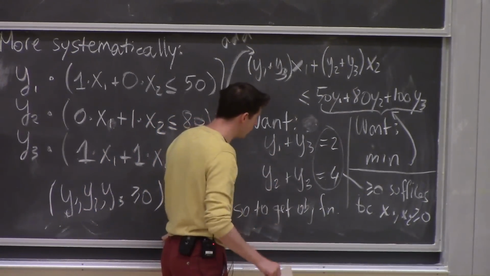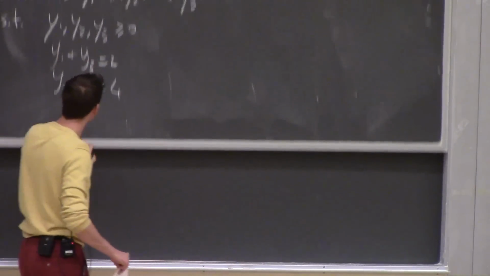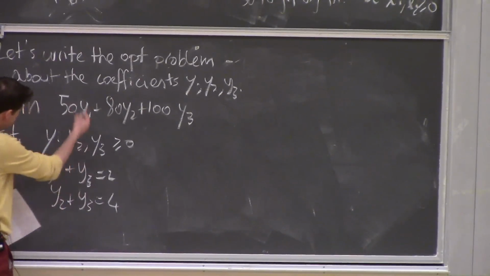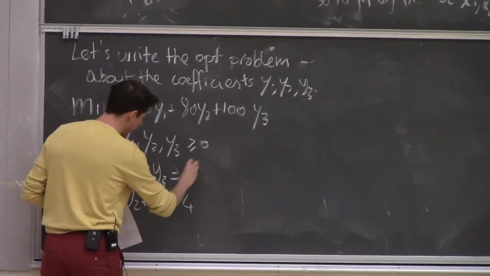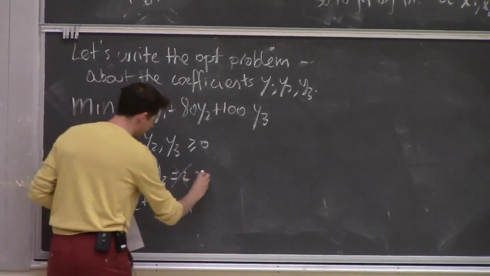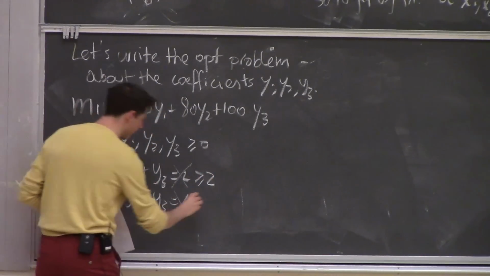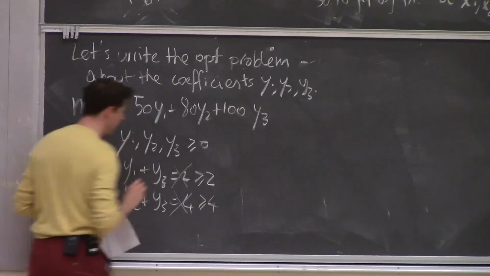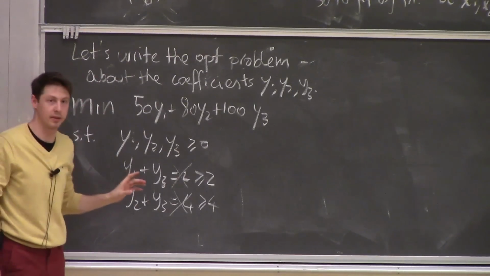With that change, it means that when I write down this linear program, I can actually not write equals 2, I just write at least 2. And here I don't write equals 4, I write at least 4. So, again, this is important. It's unclear why this extra flexibility helps, but in the general case, this flexibility is necessary.